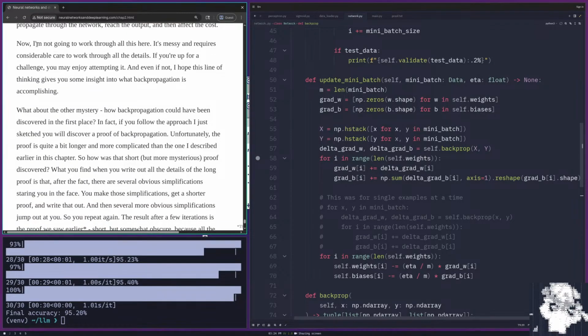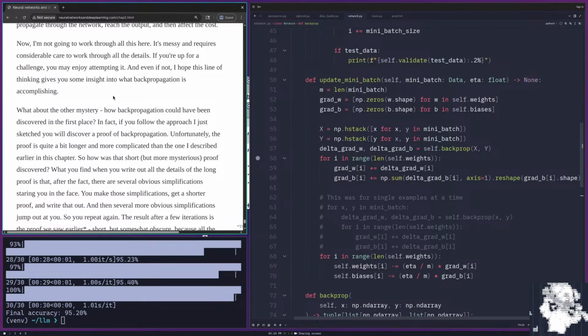Now, I'm not going to work through all this here. It's messy and requires considerable care to work through all the details. If you're up for the challenge, you may enjoy attempting it. No thanks. And even if not, I hope this line of thinking gives you some insight into what backpropagation is accomplishing.